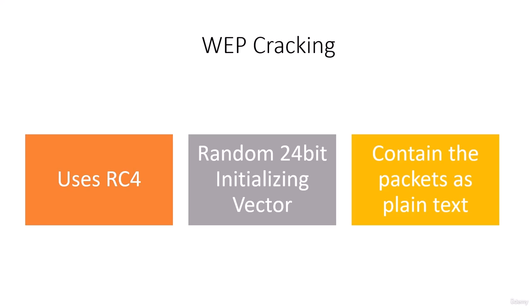So the first encryption that we're going to talk about is WEP, or WEP cracking, or WEP breaking. It is going to be first because it's the oldest one and the easiest one to break. But we still need to learn how to break it, because you will see networks that still use WEP. WEP encryption uses an algorithm called RC4.